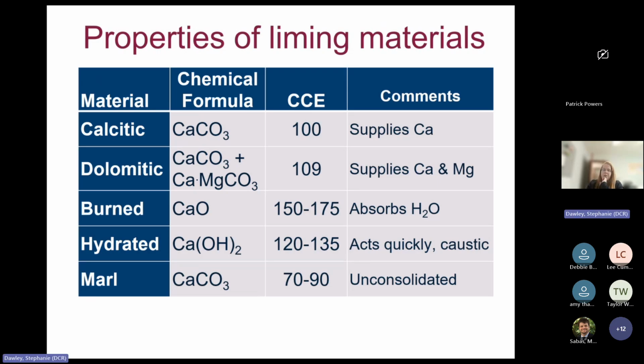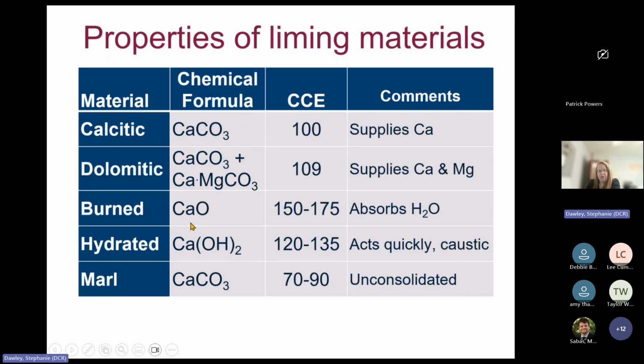Here are some of the most popular: you have calcite, dolomitic lime, burn lime, hydrated, and marl. What their CCE is: with your calcite, you're mainly looking at calcium being supplied. It's about 1:1, 100 CCE. Your dolomitic lime, a little bit more, but it supplies calcium and magnesium. This is important for the sandy soils where magnesium can be an issue.